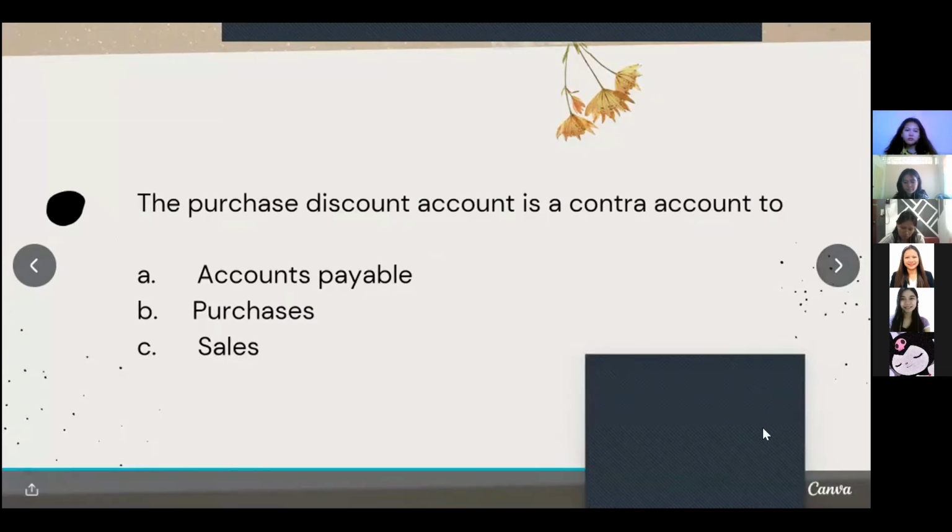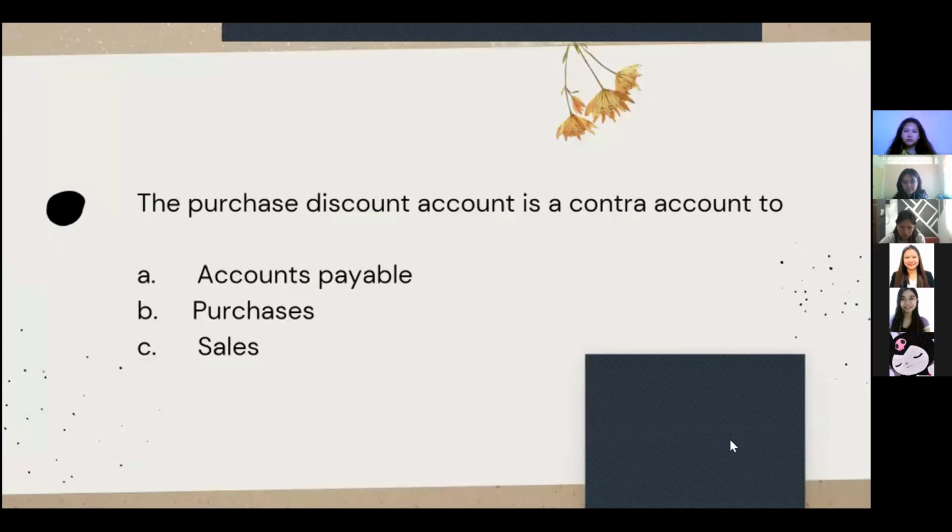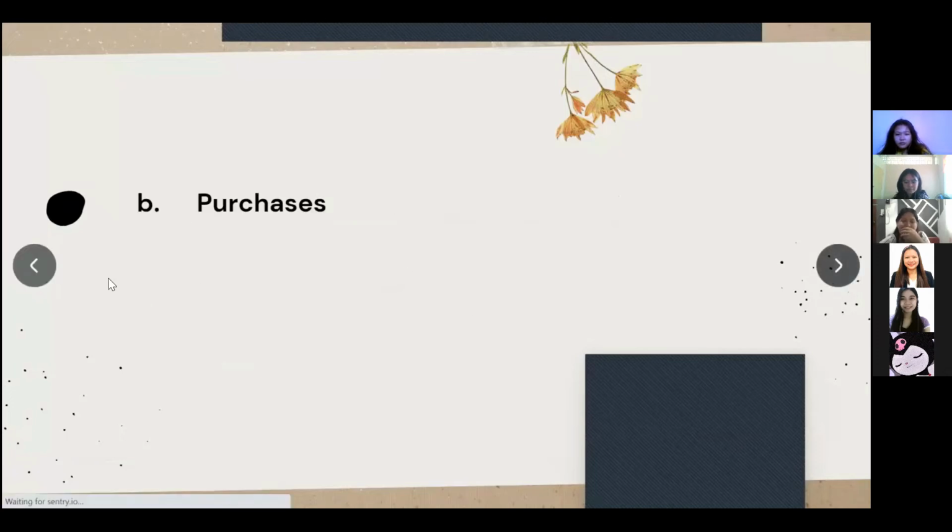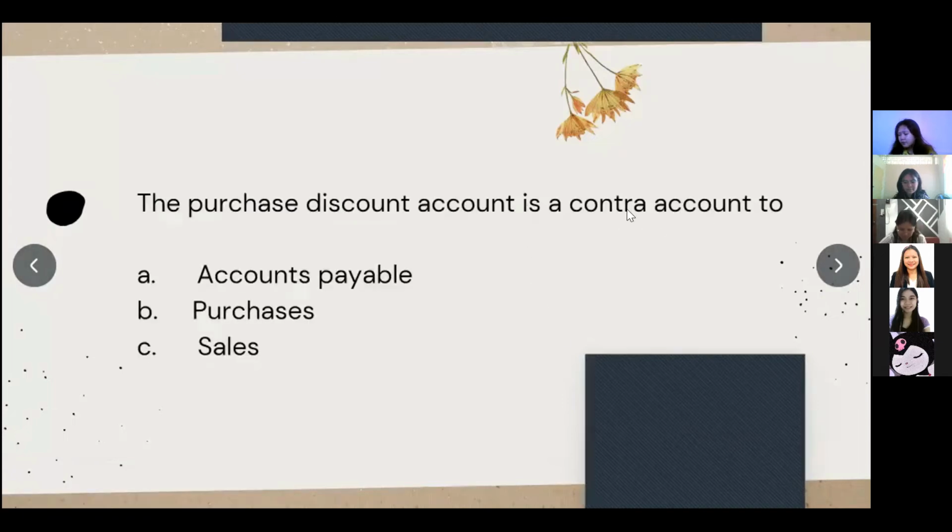A daw, sabi rin ni Ili, pati rin si Charlene. So, tingnan nga natin kung tama. So, mali. It is purchases. Kasi, contra account, ibig sabihin, di ba, ang normal balance nitong purchases is debit. Ang kontra niya naman is itong purchase discount, which is kinikredit natin yung purchase discount. So, ang sagot ay letter B.